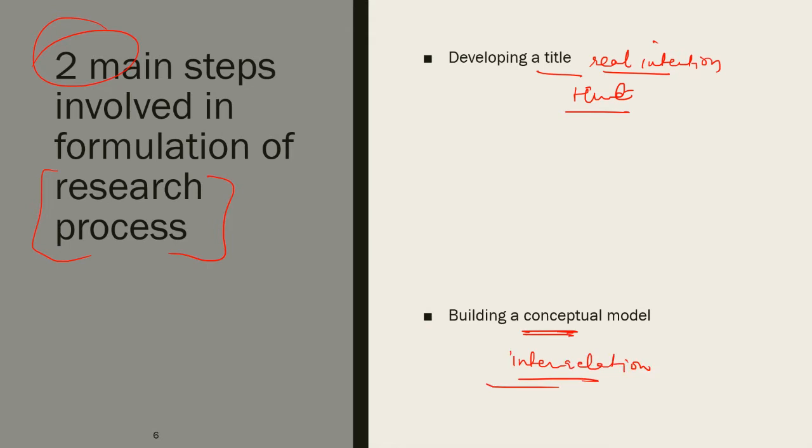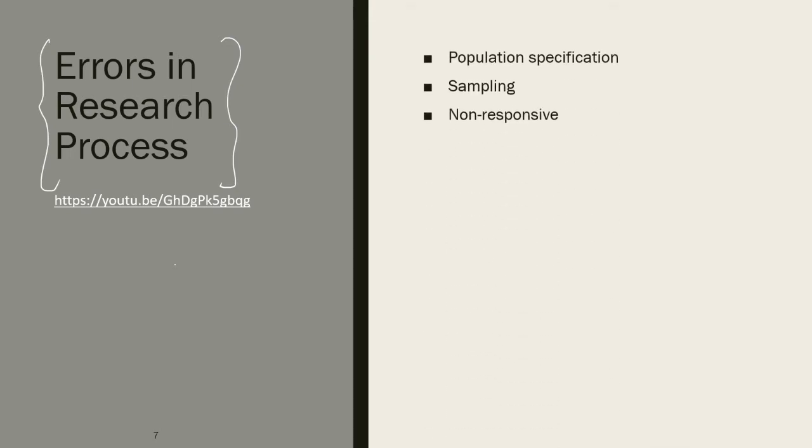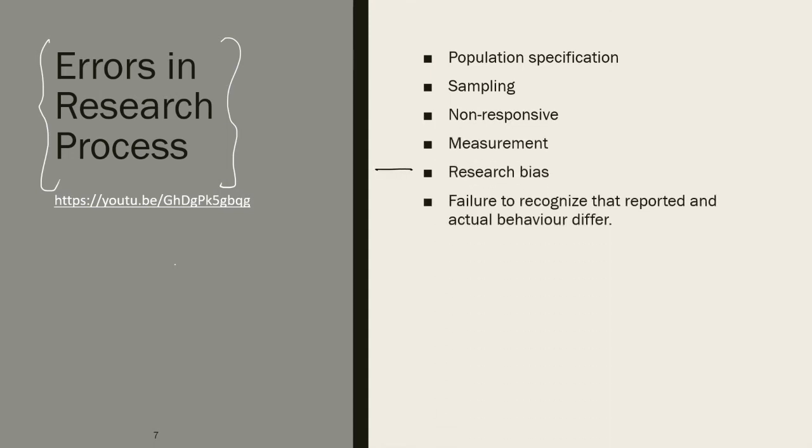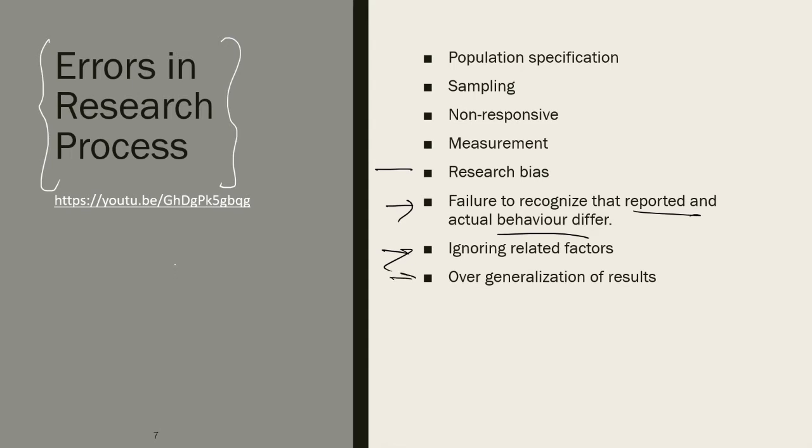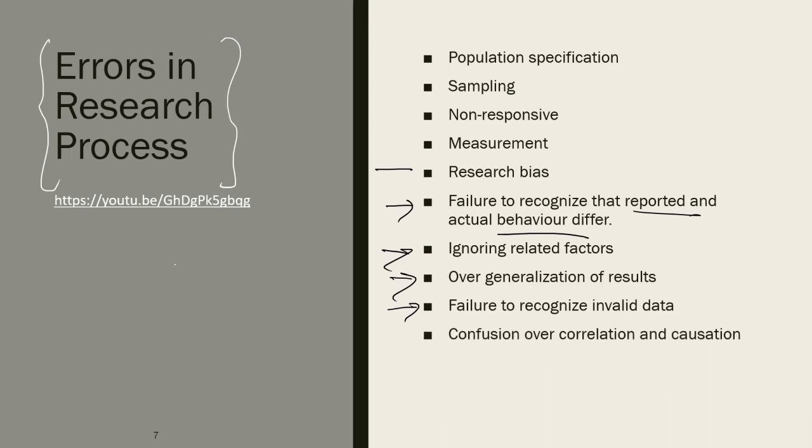Errors in research process, and there can be innumerable errors that can occur in a research process, and we can enlist few of them like population specification, sampling, selection errors, non-responsiveness, measurement errors, researcher's bias, failure to recognize that reported and actual behavior differ, then ignoring related factors, overgeneralization of results, failure to recognize invalid data, and confusion over correlation and causation. So I'm going to explain each of these in details.